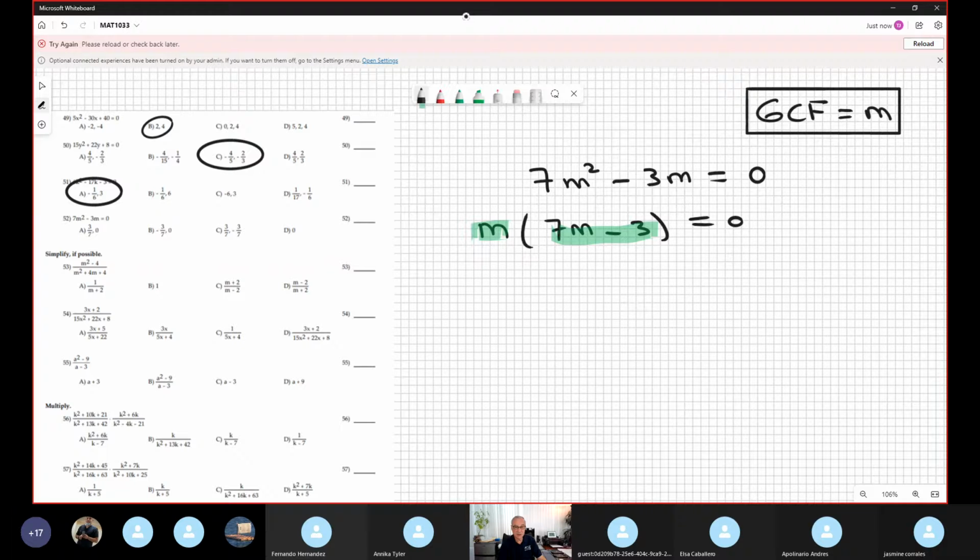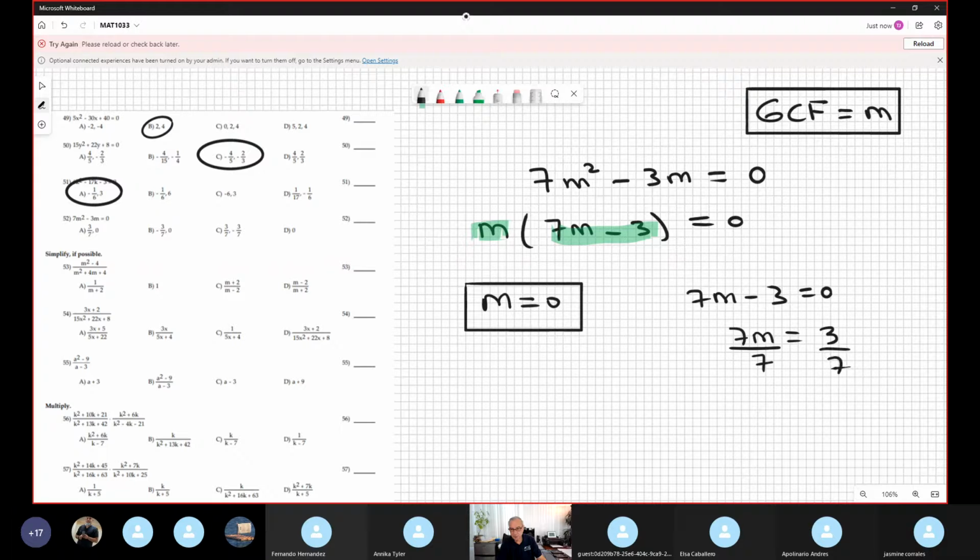So one solution is m equals 0, is this. And 7m minus 3 equals 0. This is clear, this is 0. But this no. This is 7m equal 3, divided by 7. m is equal to 3 over 7. Answer: this is 0 and 3 over 7, like the option. Cool.